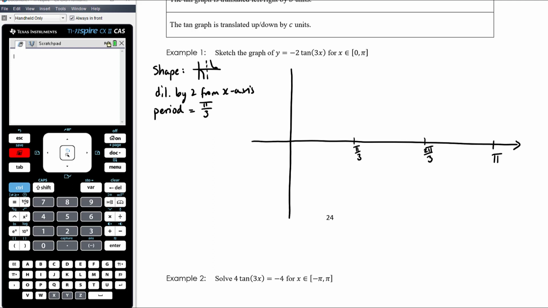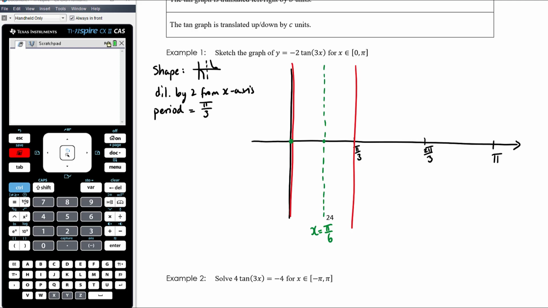So let's just focus on one period, 0 to pi on 3. There's our one period. Okay. So first of all, halfway along the period is where we're going to have our asymptote. So halfway here, half of pi on 3 is pi on 6. So x equals pi on 6 is the equation of the asymptote. It's reflected, so it's going to go down.